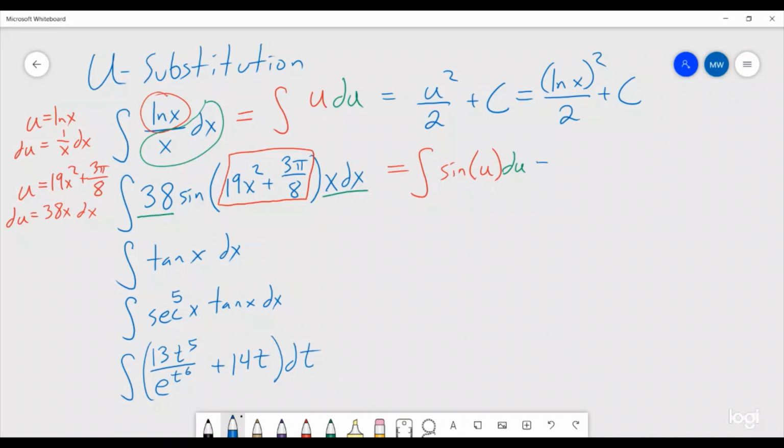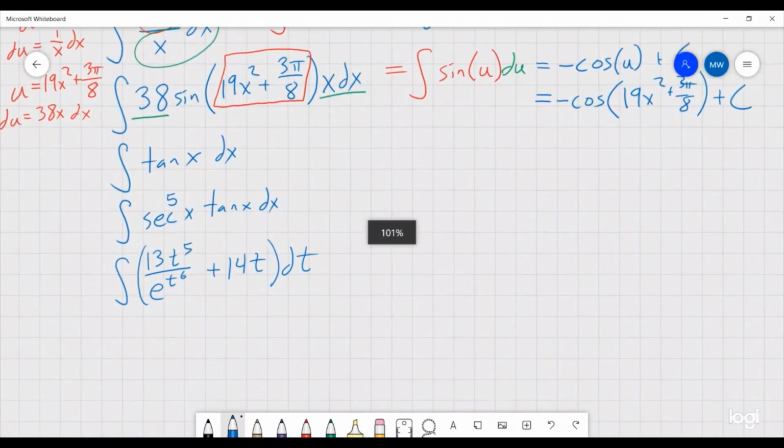So we can put all of this together. What's the integral of sine? Well, this one's one of those ones that I always get confused. But if you can remember, the derivative of sine is cosine. The derivative of cosine is negative sine. That means negative sine goes to cosine, so positive sine will go to negative cosine in the integral. So this is going to be negative cosine of u plus c. So we have to replace the u with the appropriate variables. So we get negative cosine of 19x squared plus 3 pi over 8 plus c. And that's how you would do this problem.